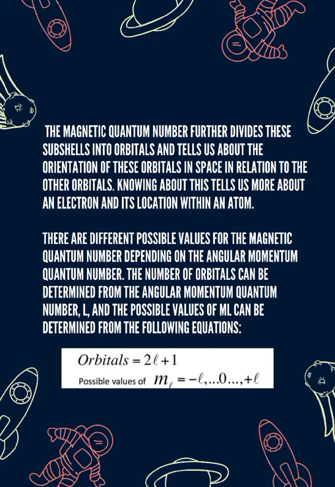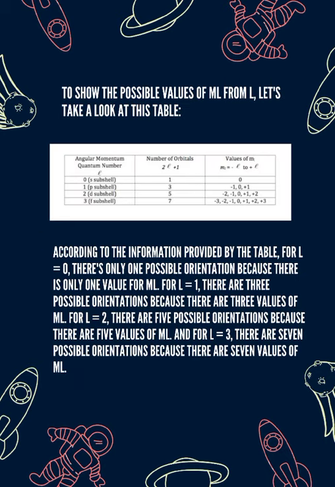The number of orbitals can be determined from the angular momentum quantum number l, and the possible values of m_l can be determined from the following equation. And according to the information provided by the table, for l equals 0, there's only one possible orientation because there is only one value of m_l.